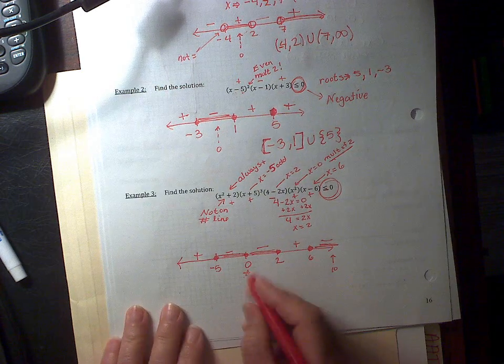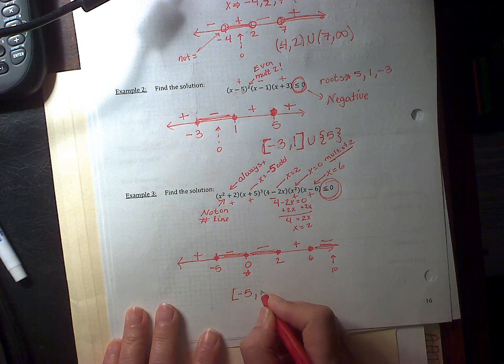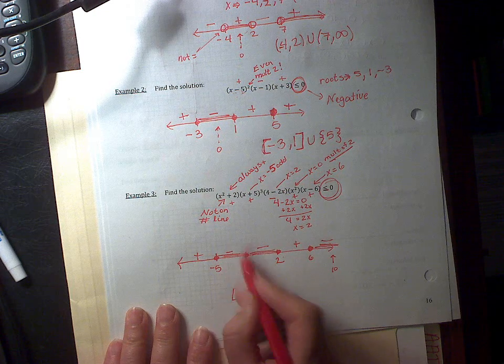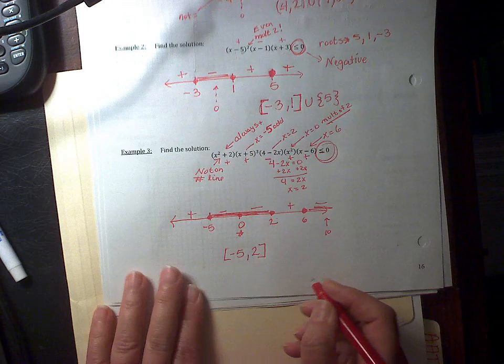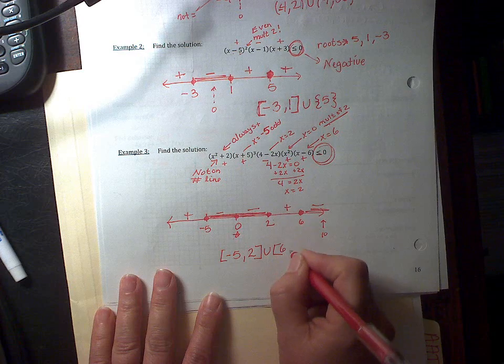So we have our answer would be -5 to, I can go all the way to 2 because 0 is included also, so that whole interval, and they're both closed. And I'm going to do a union with 6 all the way up to infinity.